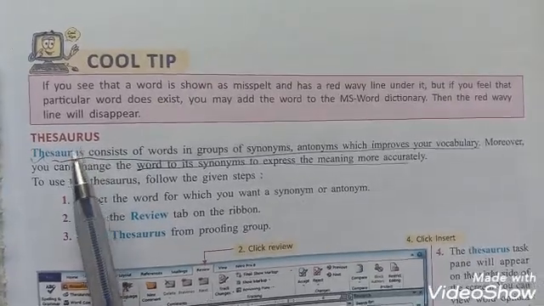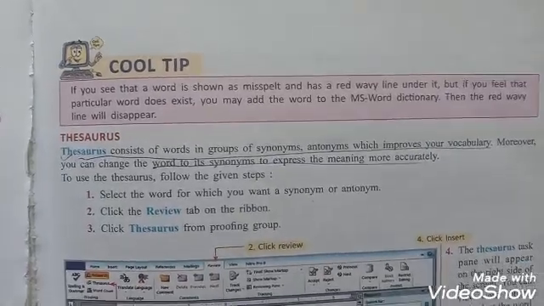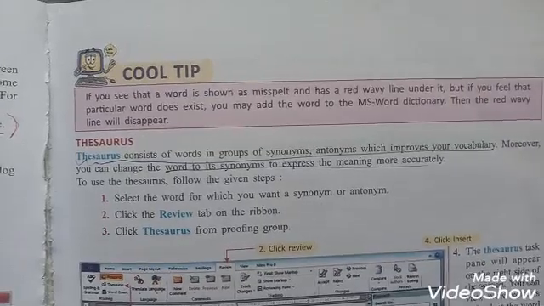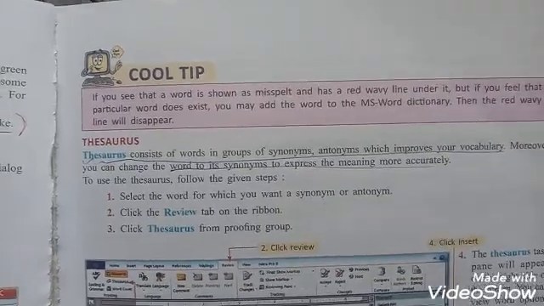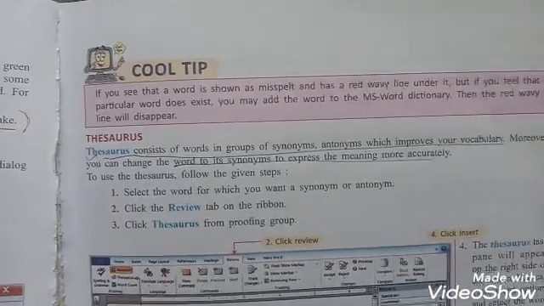Thesaurus consists of words in groups of synonyms and antonyms. It improves your vocabulary. We can use the thesaurus to change words to their synonyms to express the meanings more accurately. How can we use the thesaurus?